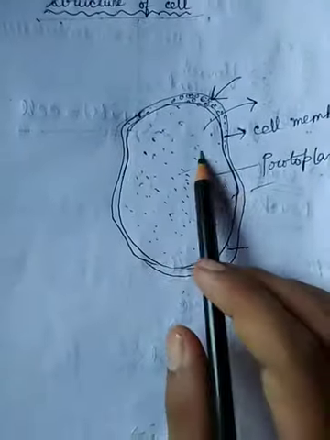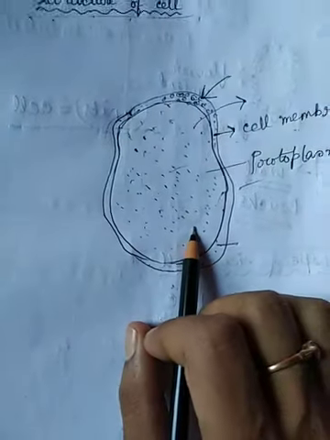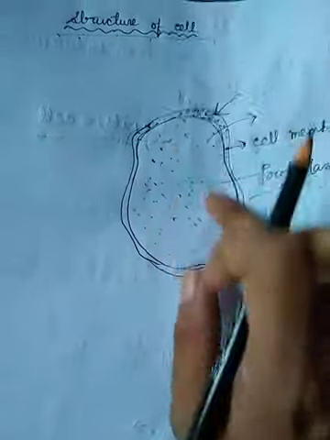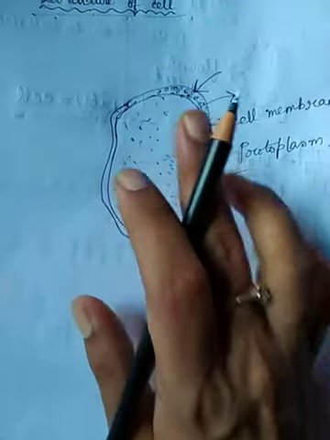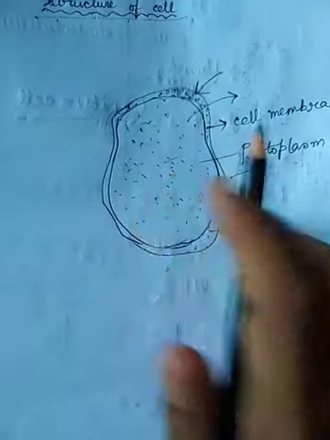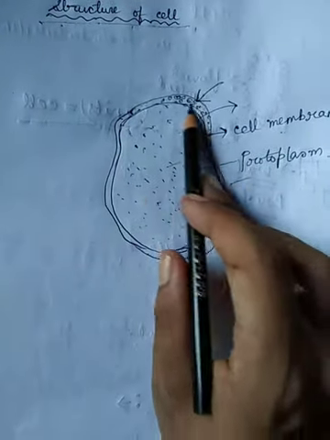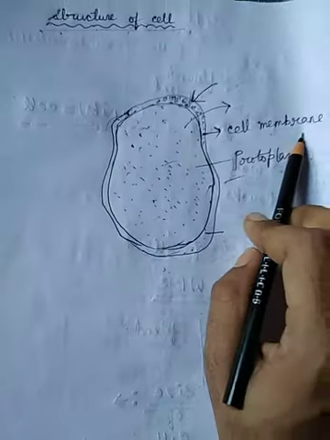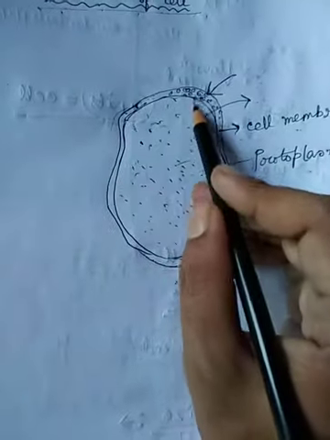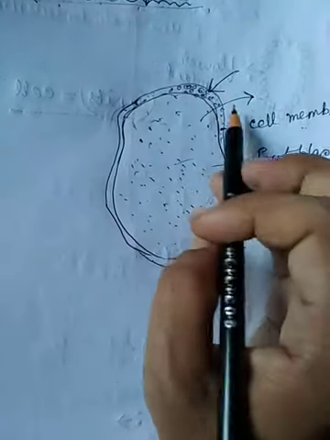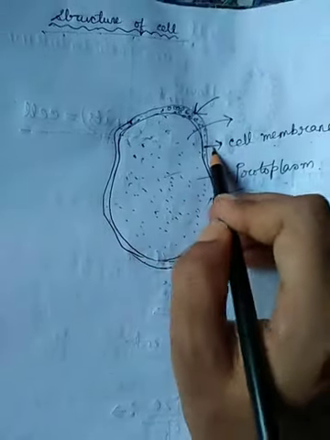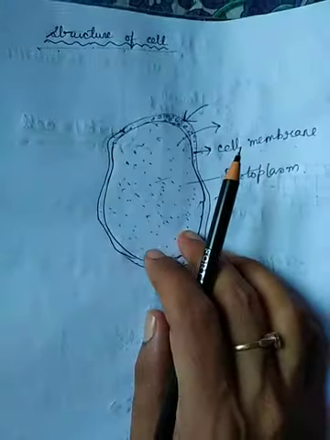Here I have drawn a rough diagram of a cell. It is somewhat oval in shape. In the middle of the cell there is a jelly-like substance, and this portion is known as protoplasm. On the outer side there is a membrane called the cell membrane or plasma membrane. The cell membrane is porous, meaning there are small pores in this membrane, and its function is to protect the cell from any kind of injury.